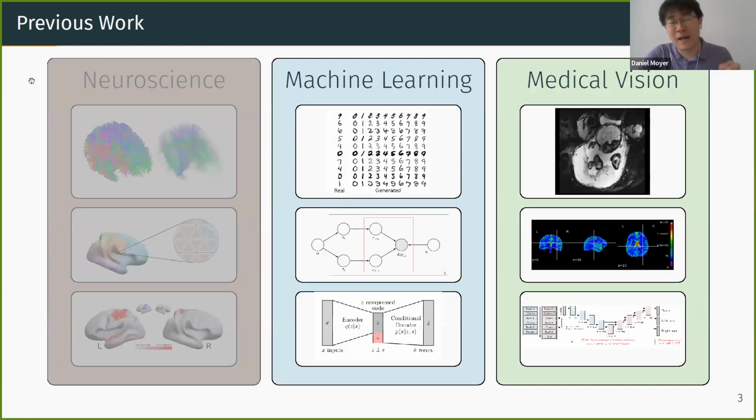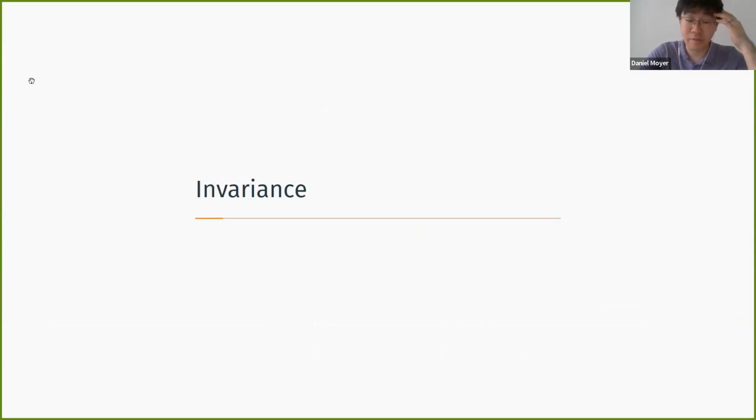Yeah, so today we'll actually only be talking about the second half of this, the machine learning and medical vision, and we'll mostly be talking about the machine learning portion for this as a machine learning seminar. Great. So invariance. This is the main topic today, and then we'll dive into vignettes around it.